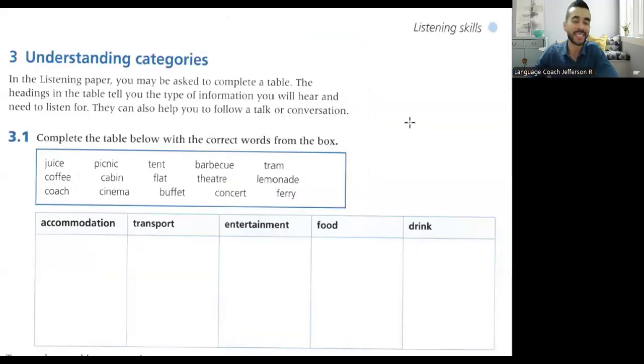Well, guys, let's continue with this IELTS listening class. Now, we are going to understand categories. Interesting, because in the listening paper, you may be asked to complete a table. The headings in the table tell you the type of information you will hear and need to listen for. So this helps you with vocabulary. You're going to complete the table below with the correct words from the box. So you're going to put all these words in the correct box. Let's try it, and of course, put your answers into the comments.